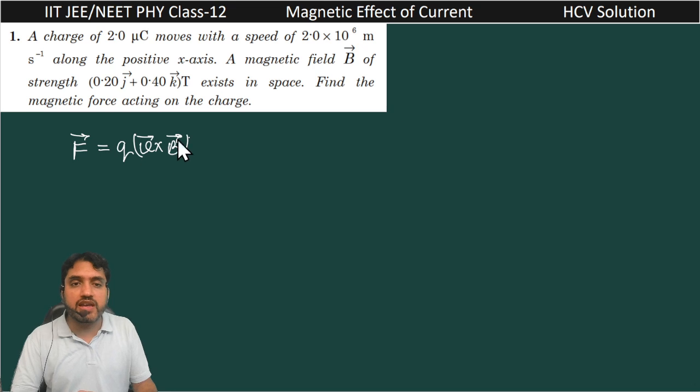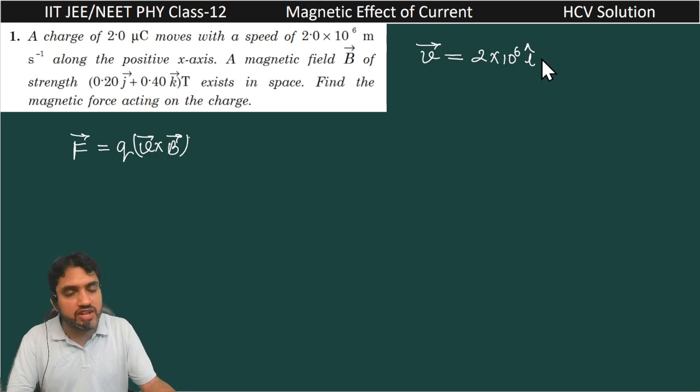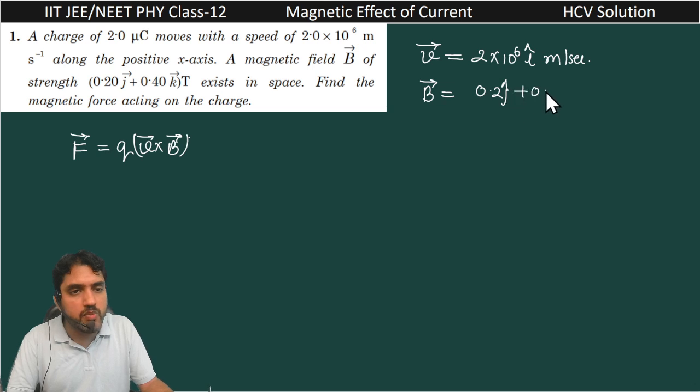Now here the velocity is in the positive x direction, so we can represent this velocity in vector form. It can be written as 2 × 10^6 i cap, because it is in the x direction, so you can use i cap here, in meter per second. And the magnetic field is 0.2 j plus 0.4 k Tesla, as given.